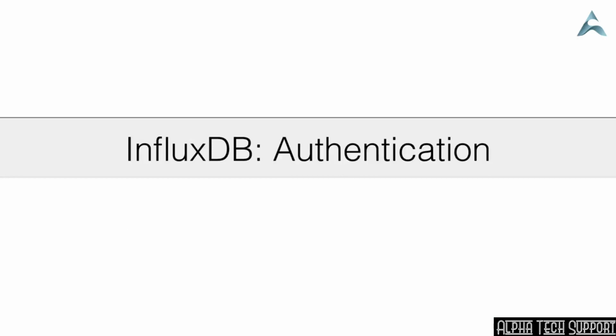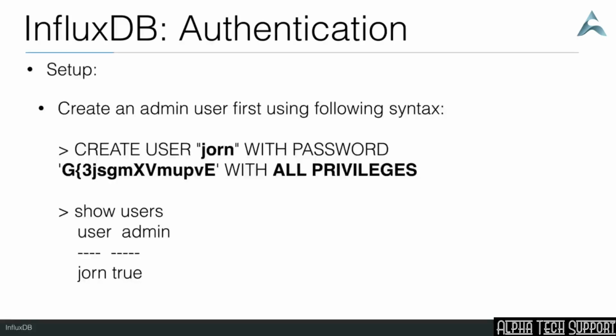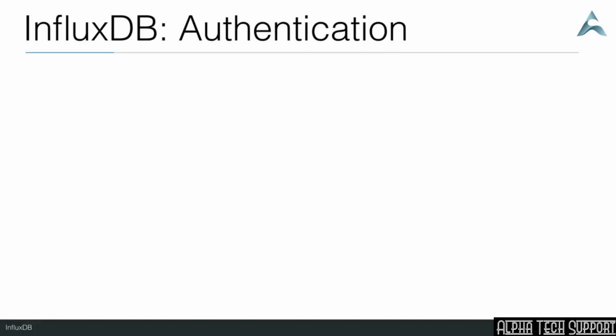Then we've got InfluxDB authentication. So we're going to create a user yarn with password, the strong password, with all privileges. If you execute that and you do show users, you will see user yarn admin is true.